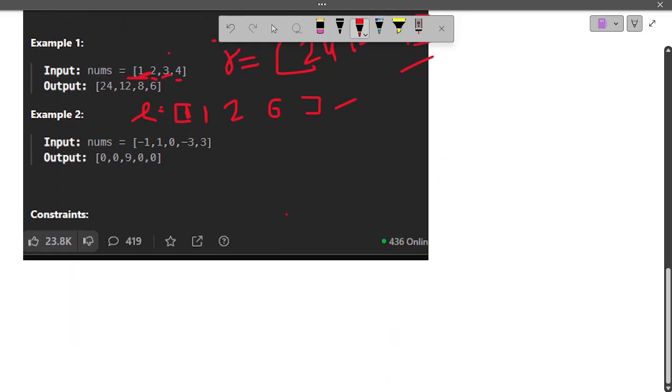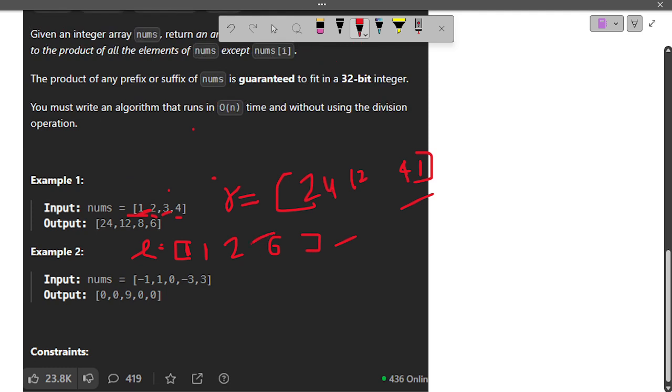If we multiply the corresponding elements, you get the required array. So look here, it becomes 6, and here it is 4.